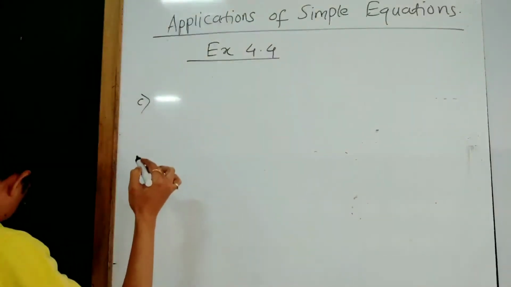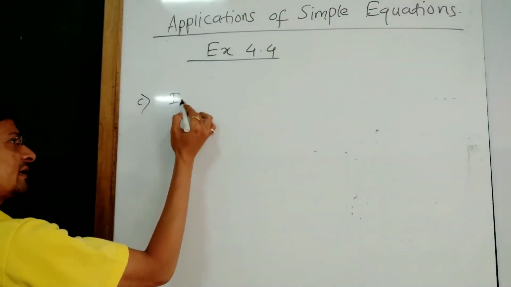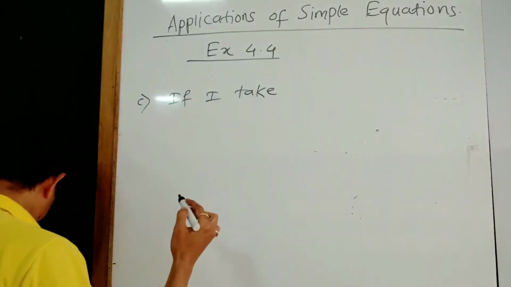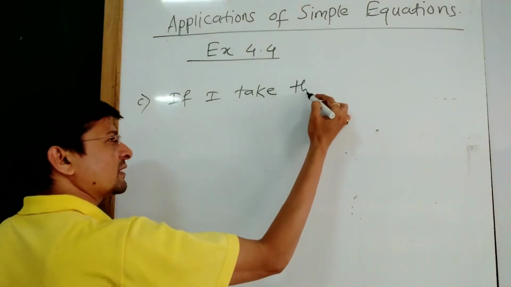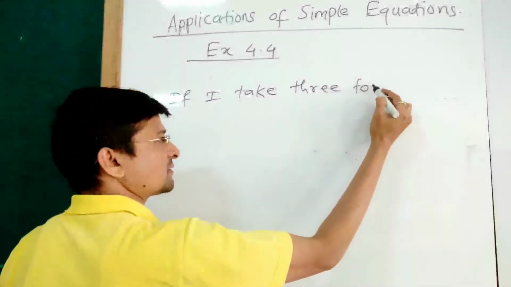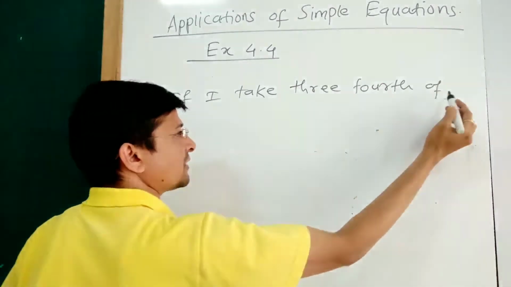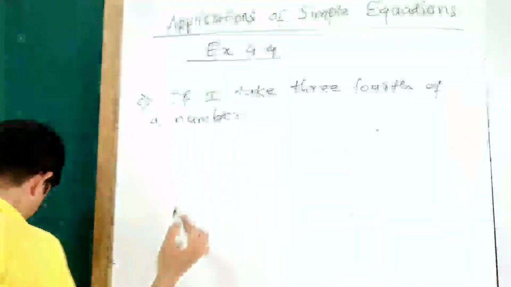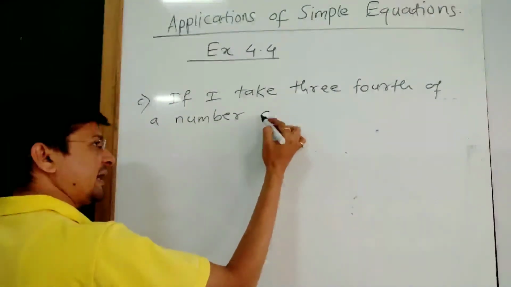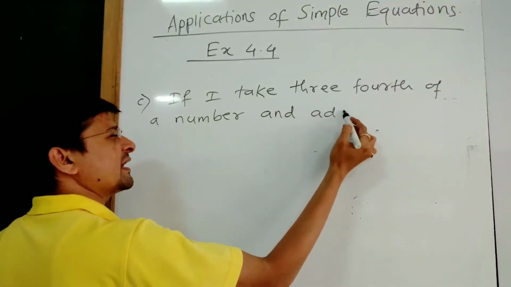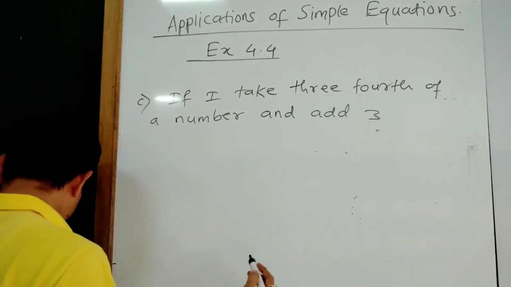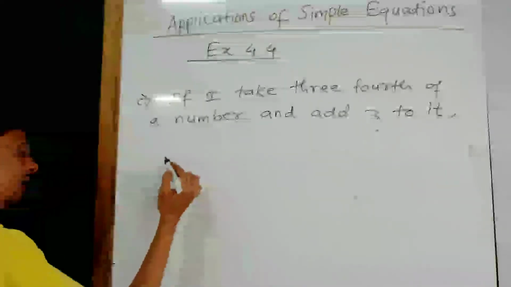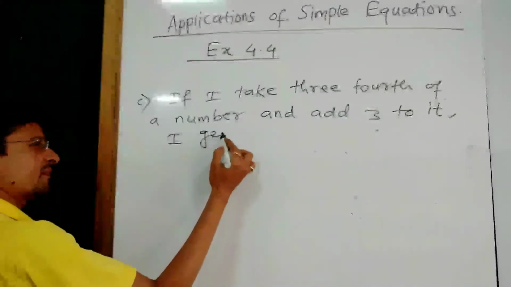C part. If I take 3/4 of a number and add 3 to it, I get 21.